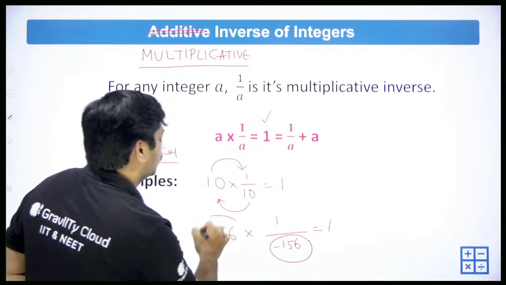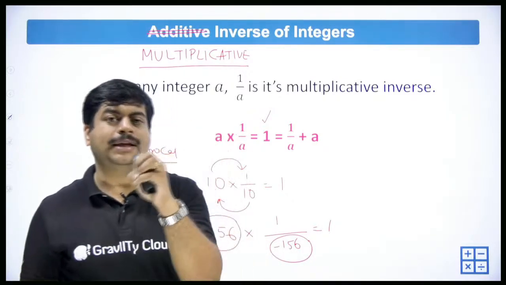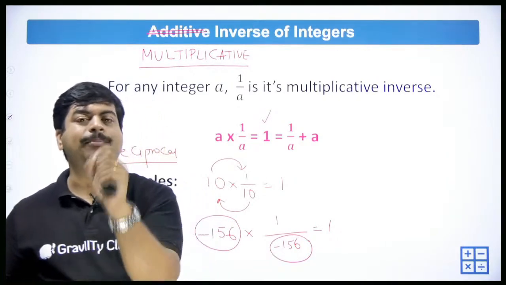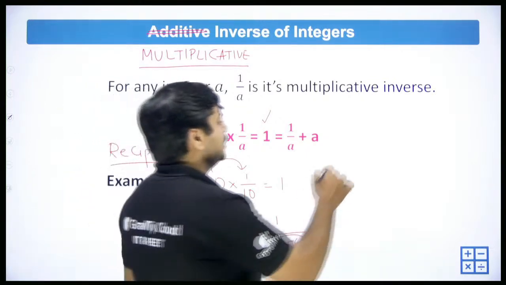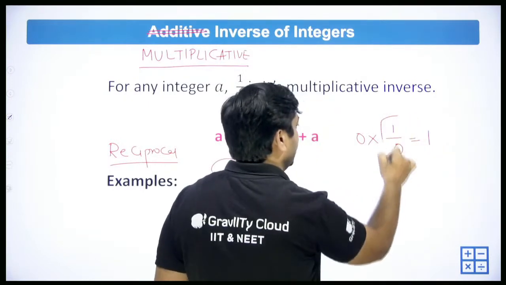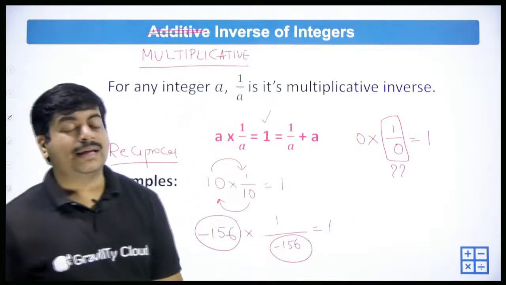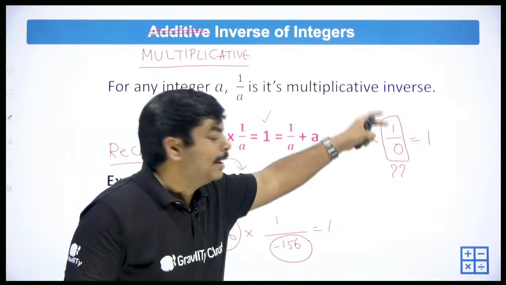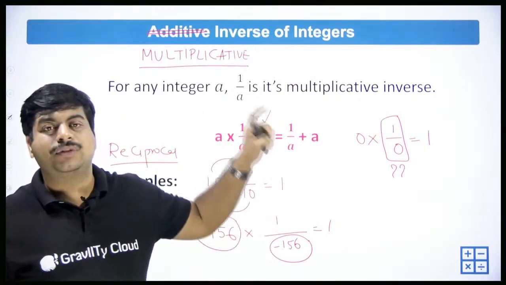The same number should come here. Right? For a number A, 1 by A. A can be positive or negative. But we don't say multiplicative inverse for 0. Do you know why? For the number 0, we need to multiply with 1 by 0 to get the value 1. But 1 by 0, is it a defined value? No. 1 by 0 is not a defined value. So multiplicative inverse will not exist for the number 0.